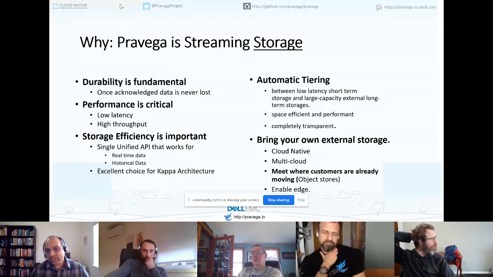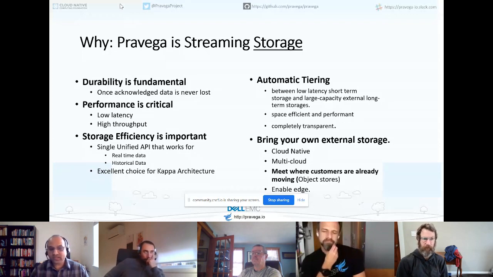The last point which distinguishes Pravega from others is that Pravega works with your own external storage. It could be cloud native storage, it could be a multi-cloud solution, it could be a specific cloud solution. And we want to meet customers where they are already moving, and those are object stores. It also enables Edge. What Pravega does is it converts your choice of external storage into a storage that Pravega can consume, store, and utilize.